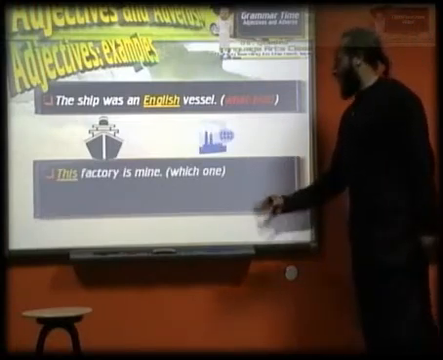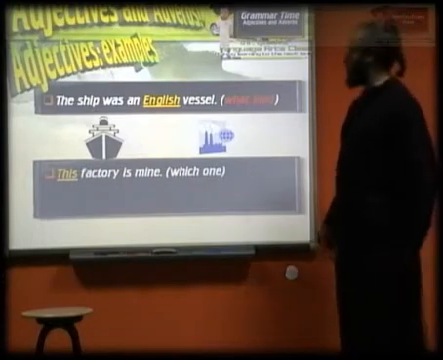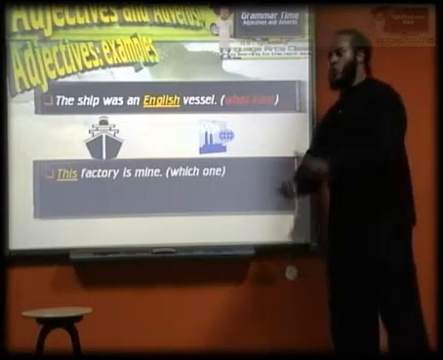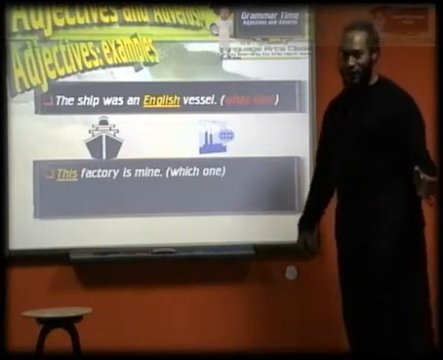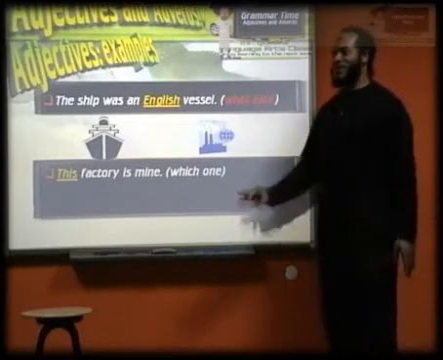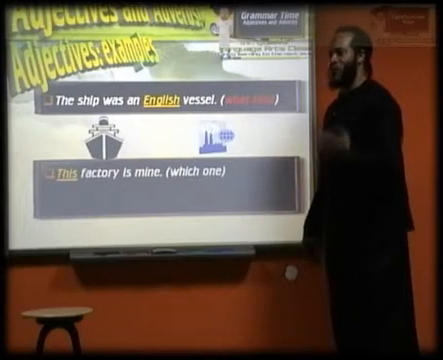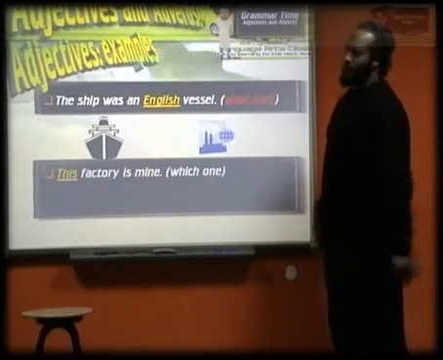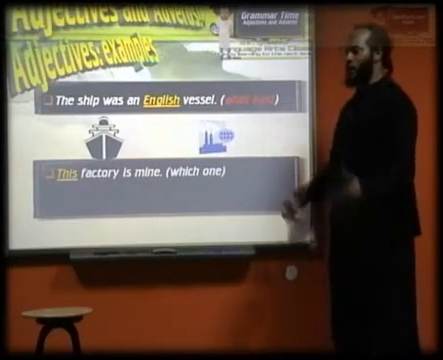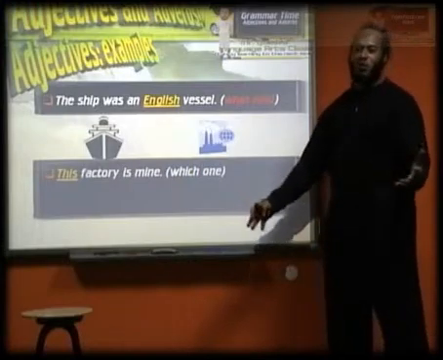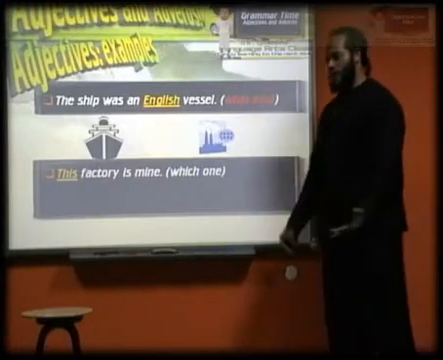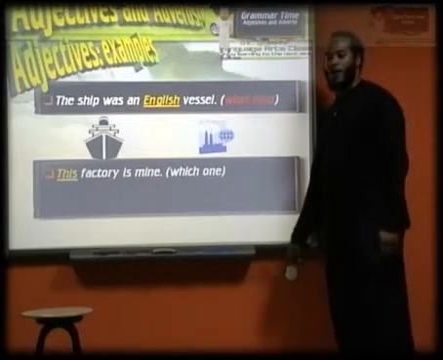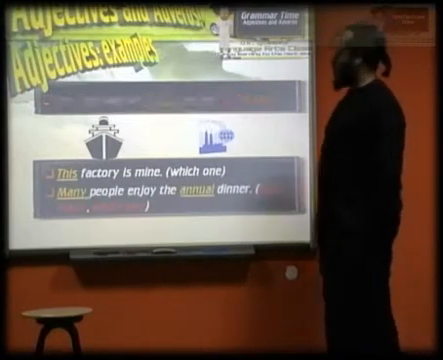This factory is mine. And of course, this is telling us which one. Say, for instance, you're walking down the street and you own factories and you want to tell the person that you're walking with which factory is yours, you would point and say, this factory is mine. Or if you were in the factory and you wanted the person to know that you owned it, you would say, this factory is mine. But it tells which one, and it is an adjective here.